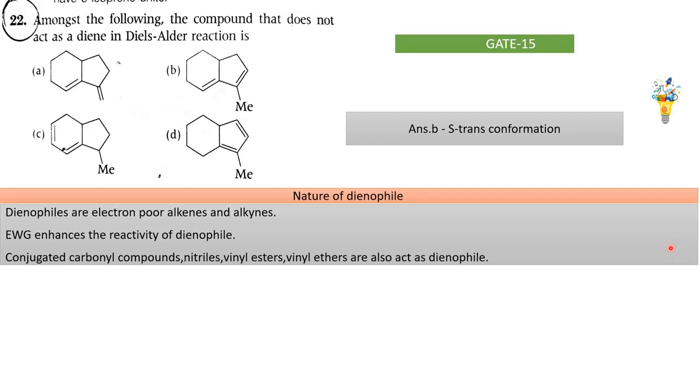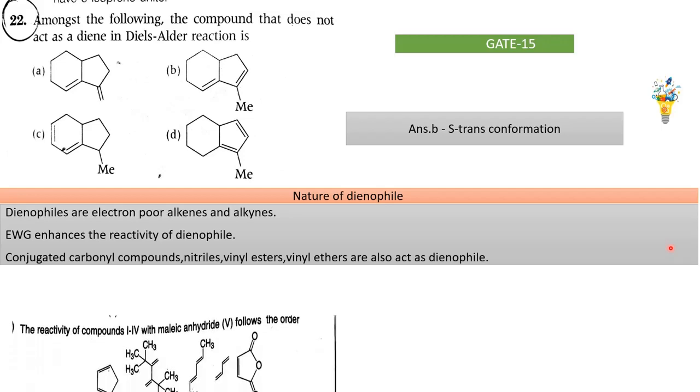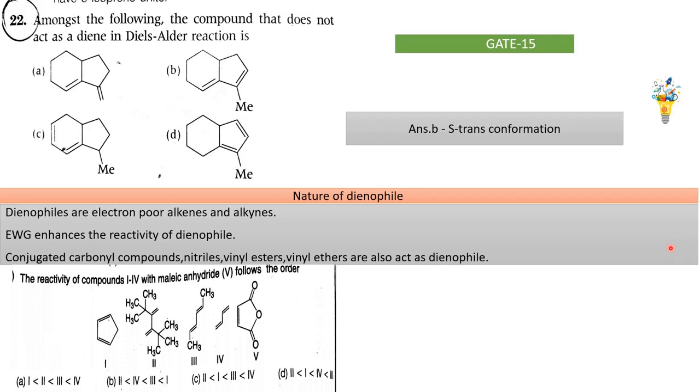What happens? Automatically it is more reactive. So not only alkenes and alkynes, some other conjugated carbonyl compounds, nitriles, vinyl esters, vinyl ethers also act as dienophiles in the reaction. So here one more question. This is a question from JAM 14. Here the maleic anhydride is given, compound 5.